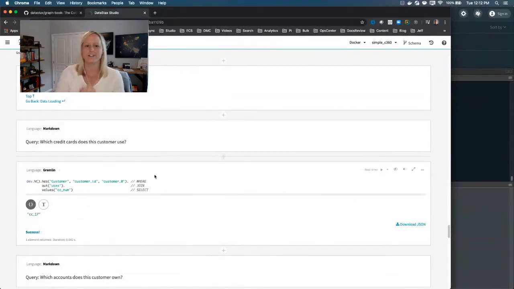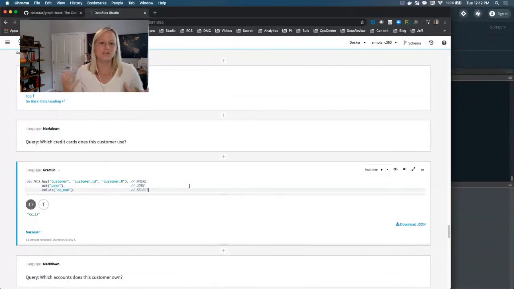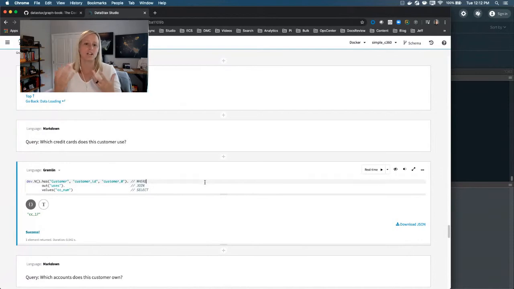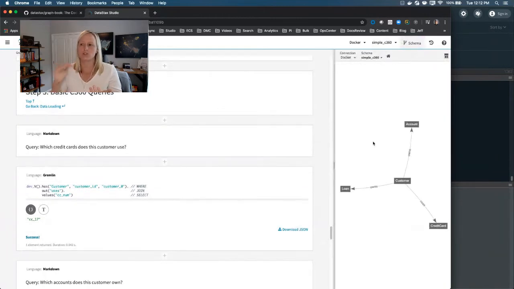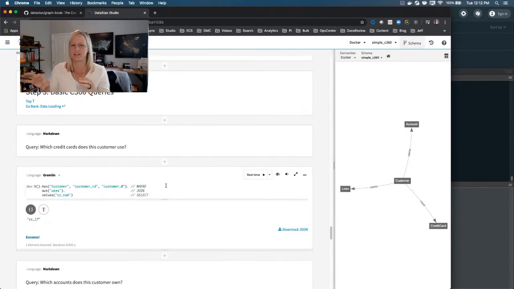There we go. All right. So the first question that we're going to start with is we want to ask, for this person, customer 0, what credit cards do they use? And we're going to follow this where join select, or where from select, depending on how you want to think about it. We're going to follow this pattern to walk through the data.